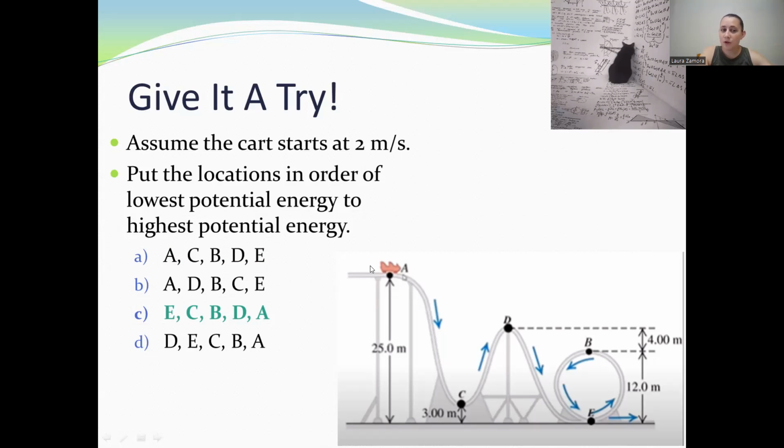And so if you notice from the first question to this question, our answers are exactly reversed from each other, right? So lowest to highest kinetic energy and lowest to highest potential energy, those two answers are reverses of each other. Again, because of conservation of energy, right? If we have a high potential energy, that means we have a low kinetic energy. If we have a low kinetic energy, that means we have a high potential energy. They are inversely related.